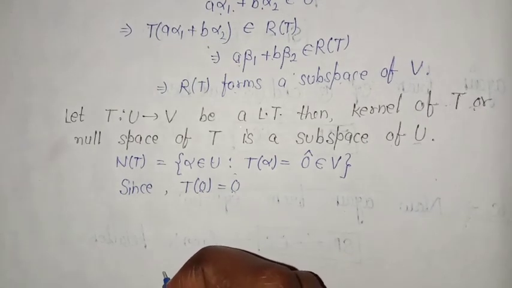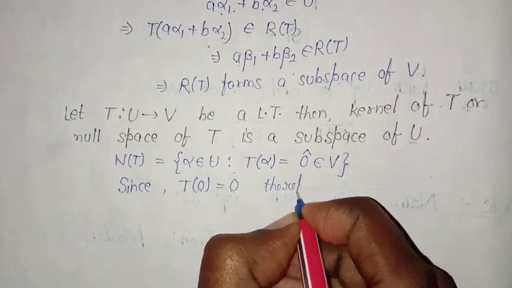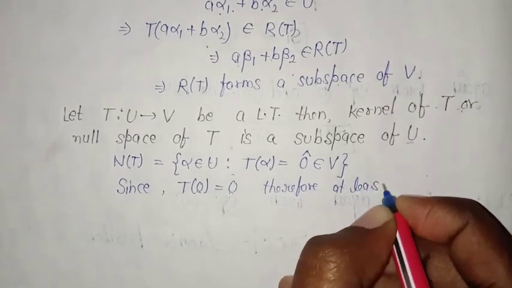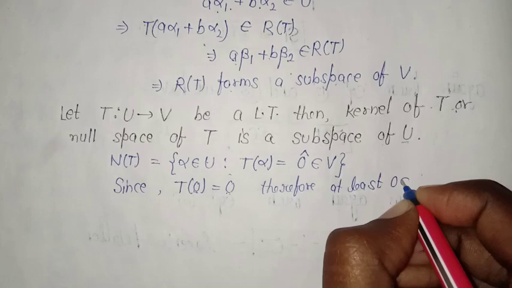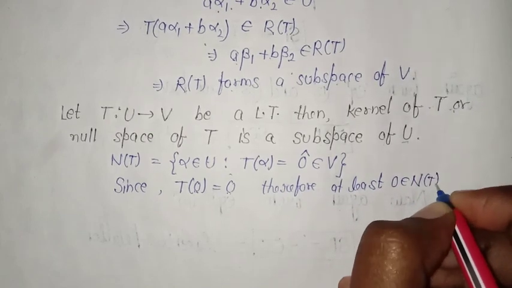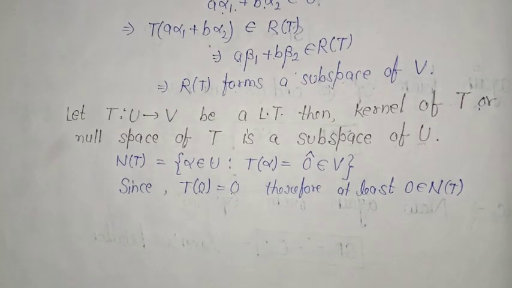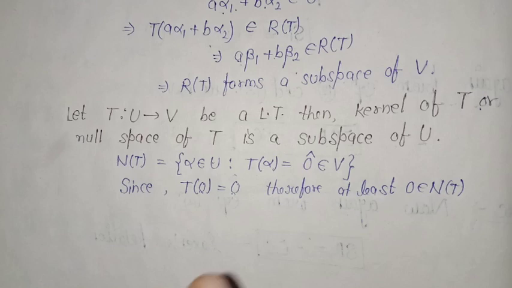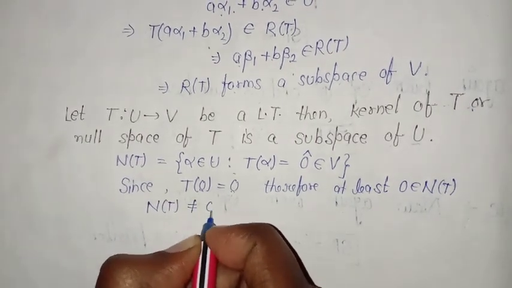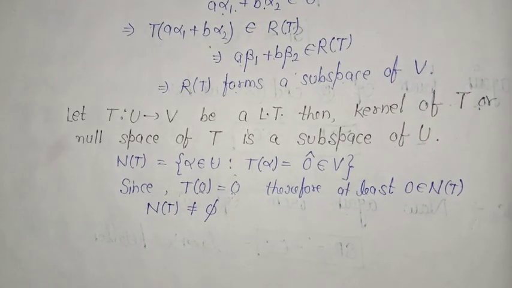So there is one element that is mapped onto the 0 element of the vector space V. Therefore, at least 0 must belong to the null space of T. So there is one element that belongs to the null space of T, and we can say that null space of T is a non-empty set.